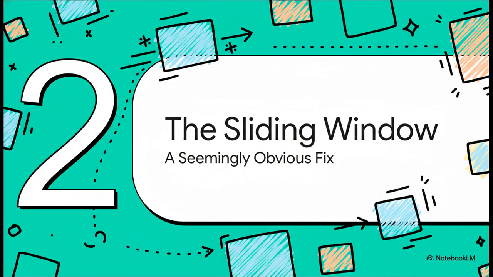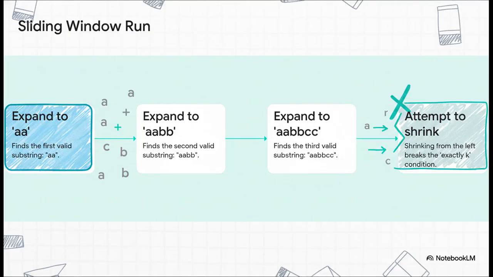Now, if you're thinking about this problem, your brain probably screams sliding window. It's our first and most obvious suspect. I mean, it's a fantastic technique for substring problems, so let's put it to the test. So, here's how the window moves. It expands from the left, grabbing characters one by one.